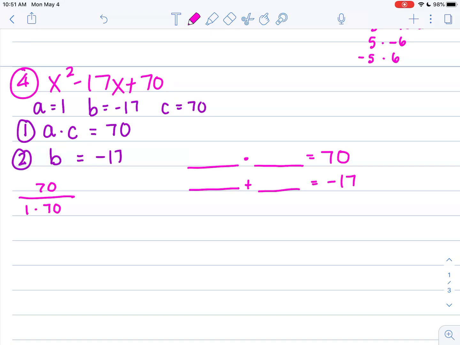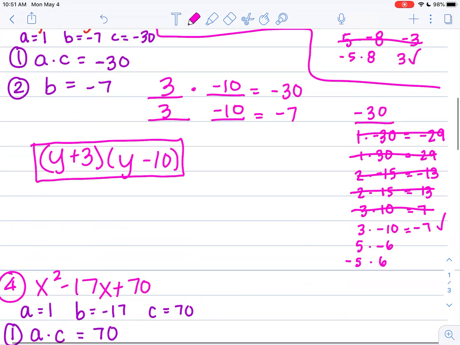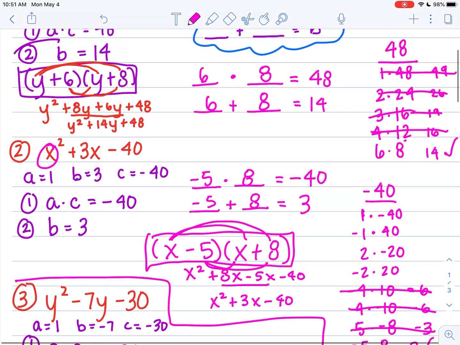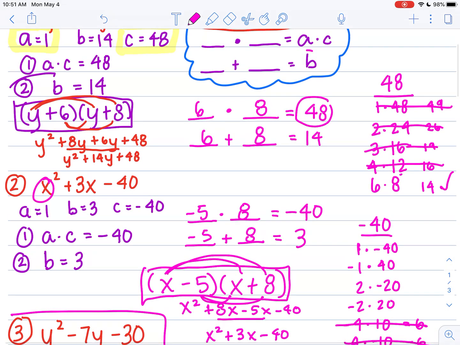Okay, now here's another thing. You see how we're trying to get a negative now? So always pay attention to your B term. Let me show you up here. The very first problem, do you see how we're trying to multiply to a positive number and we're trying to add to a positive number, right?